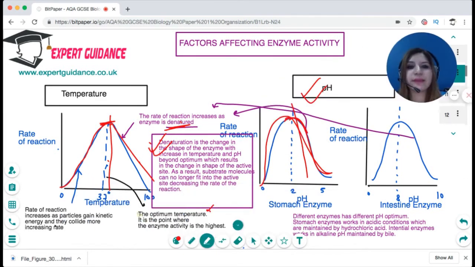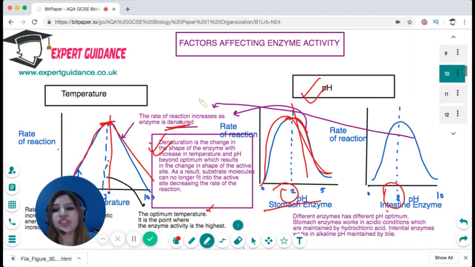Now for the temperature, the optimum is around 37 to 40 degrees because that is the normal body temperature. But for the pH, different enzymes have different optimums. Like stomach enzymes, they work best in acidic conditions, and the intestinal enzymes work in alkaline conditions.